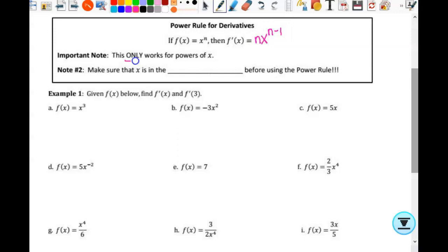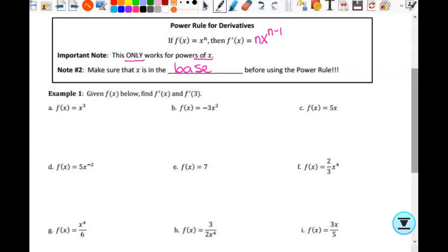This only works for powers of x. Make sure that x is in the base before you use the power rule. That means make sure x is not in the exponent. You can't do it if it's an exponential. Okay? So for each one of these, we're going to find f prime of x and f prime of 3.